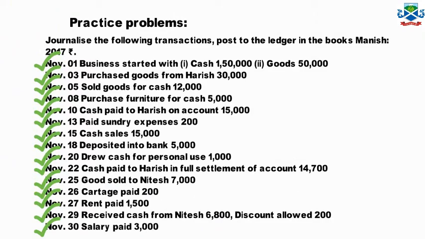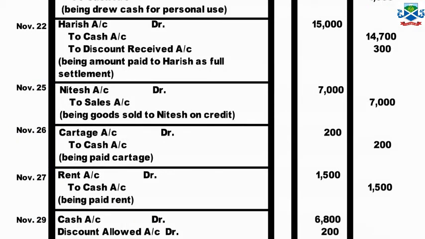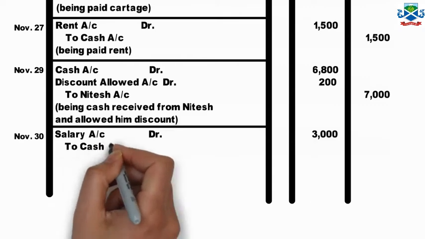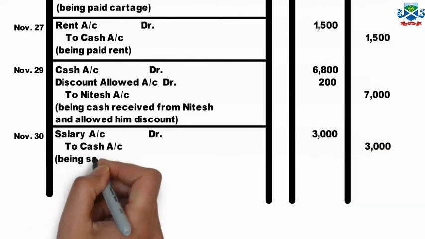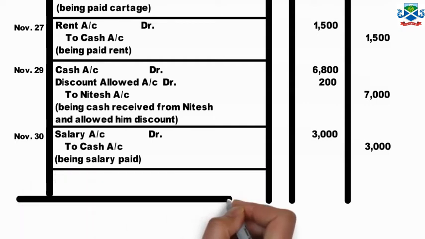And the last one is salary paid 3,000. Salary is an expense, salary account debit to cash. So that will be our last journal entry for the last transaction, salary account debit to cash 3,000, being salary paid. So that is the journal entry for the given question.